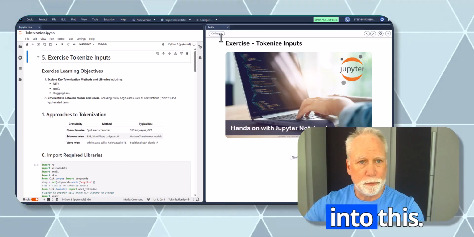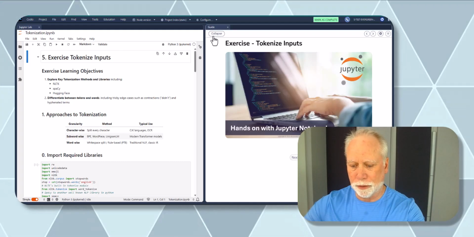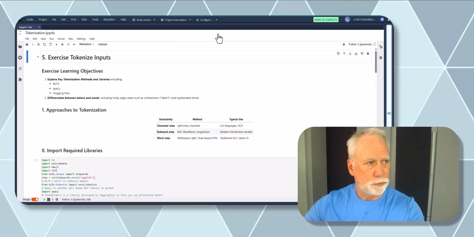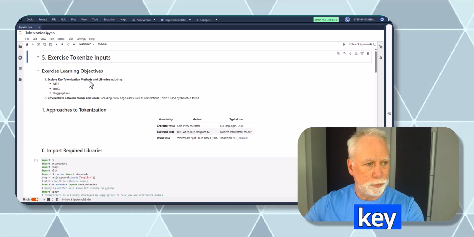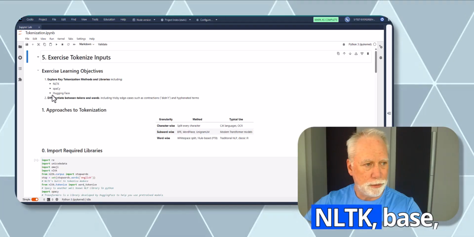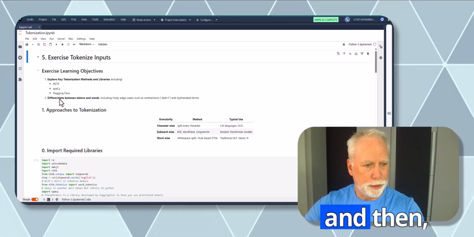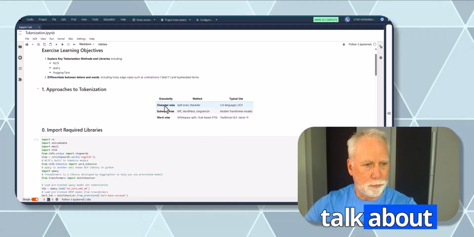All right, so let's go into this exercise. Again, I'll make sure to attach a link to these notebooks. We're going to explore key tokenization methods and libraries: NLTK, spaCy, and a Hugging Face model. And then let's talk about some of these things.